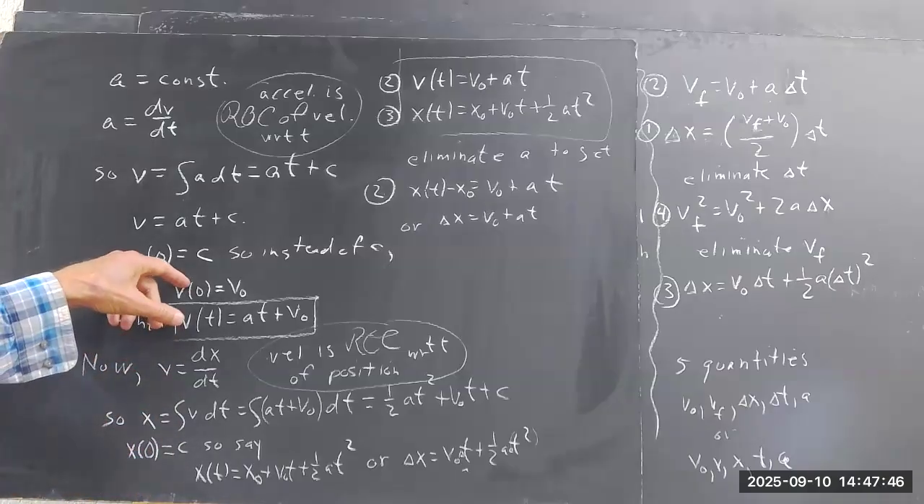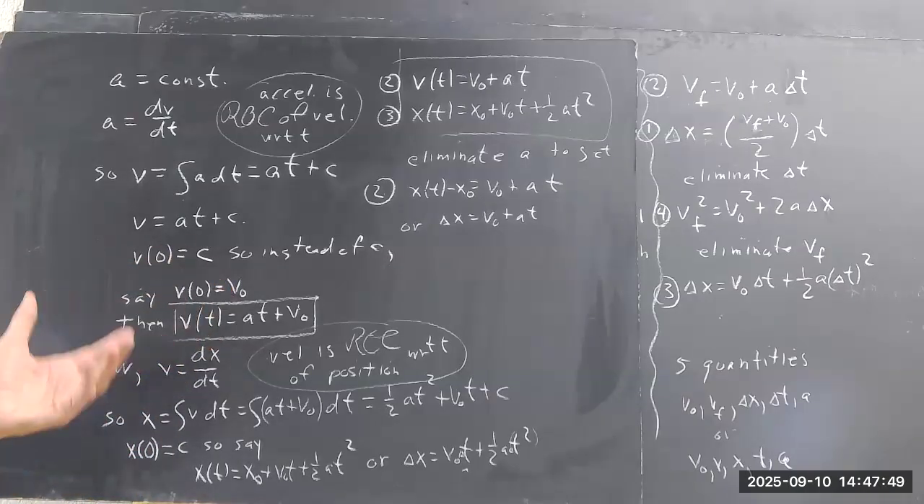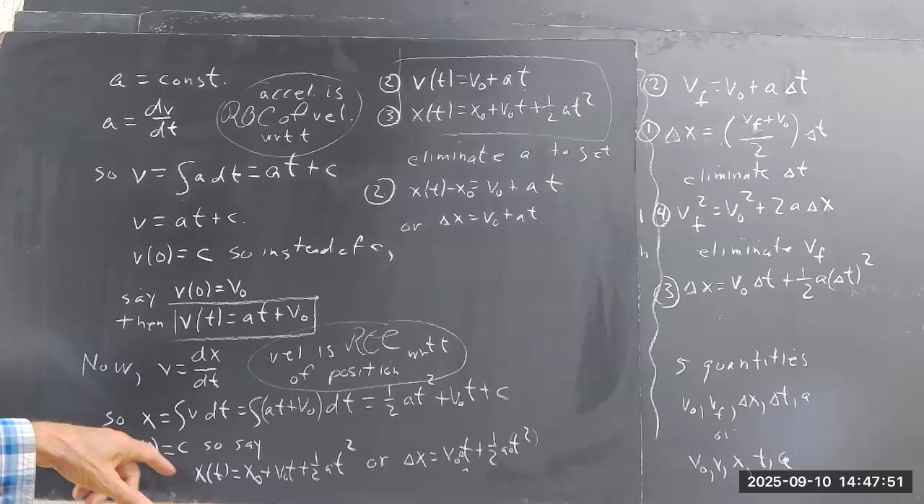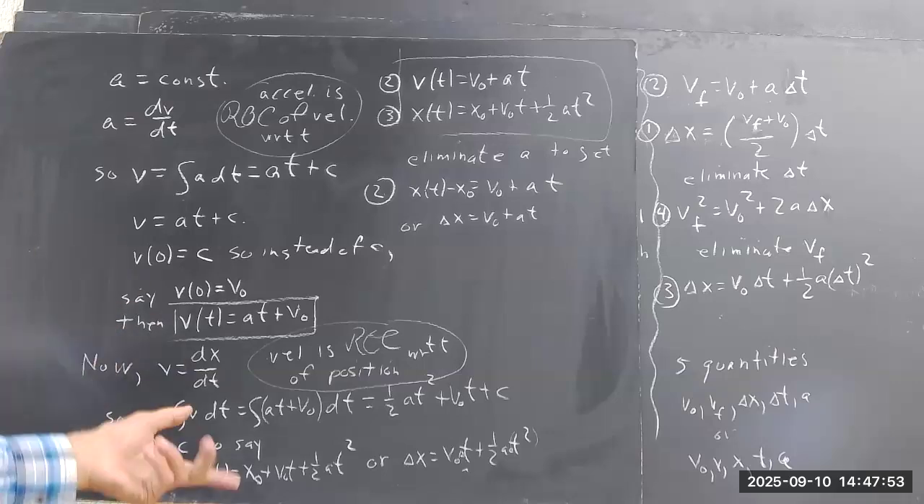Well, as we did letting v of 0 be v naught, we're going to let x of 0 be x naught.